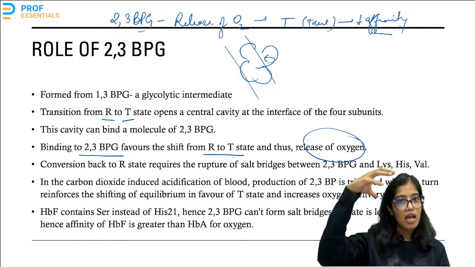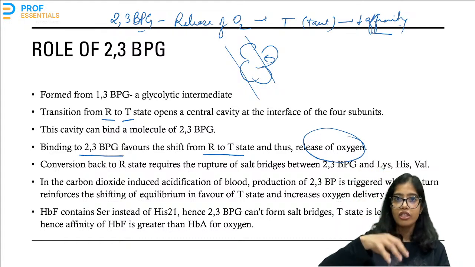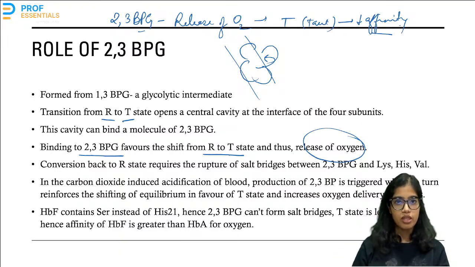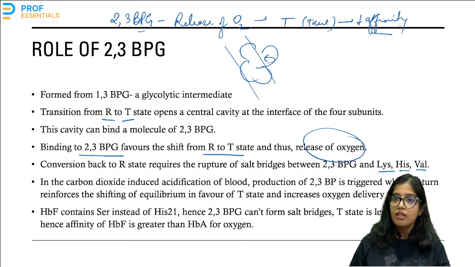How? It will come and bind to the central cavity at the interface of the 4 subunits. And how does it bind? It binds by salt bridges. What are these salt bridges? They are between 3 amino acids: lysine, histidine, and valine. How do you remember? Lys, his, vals.